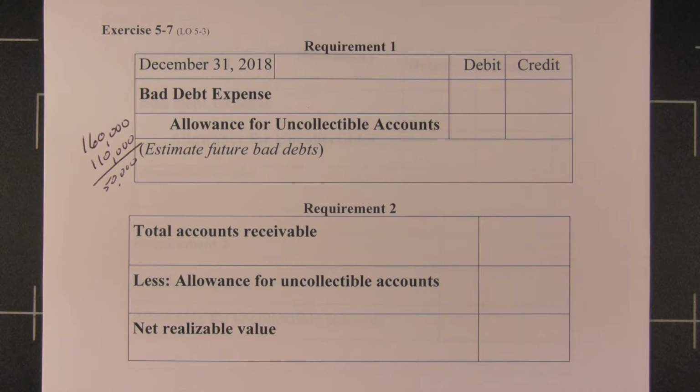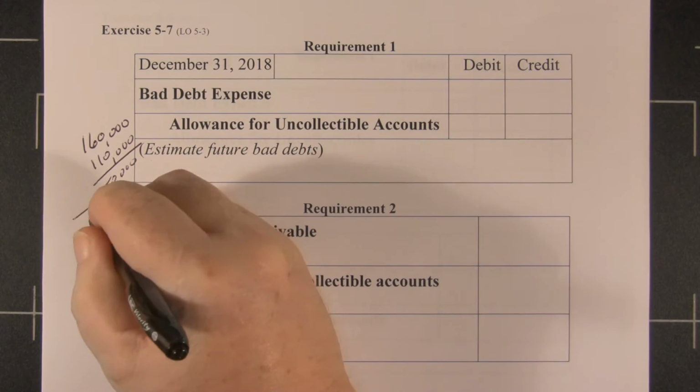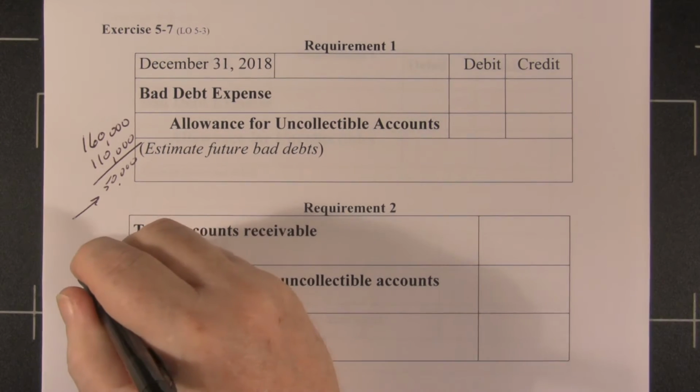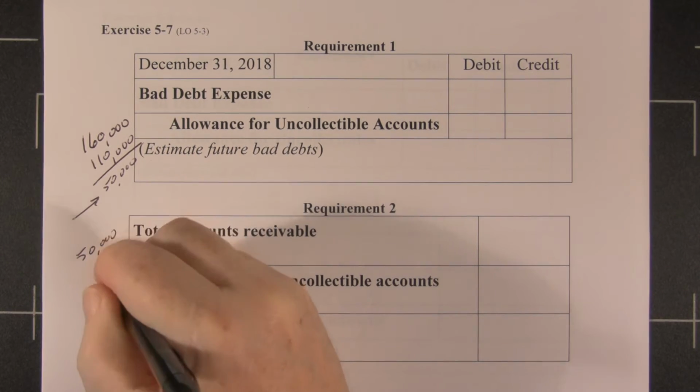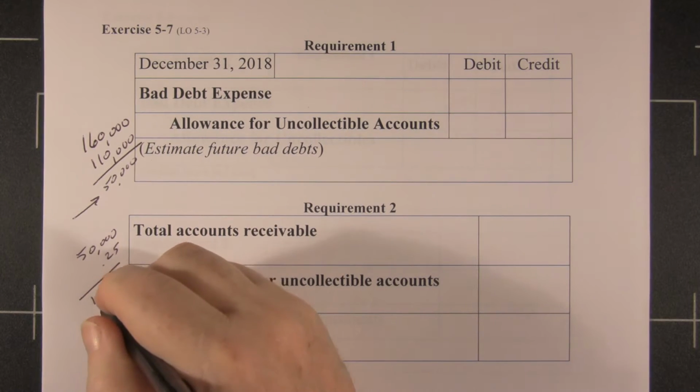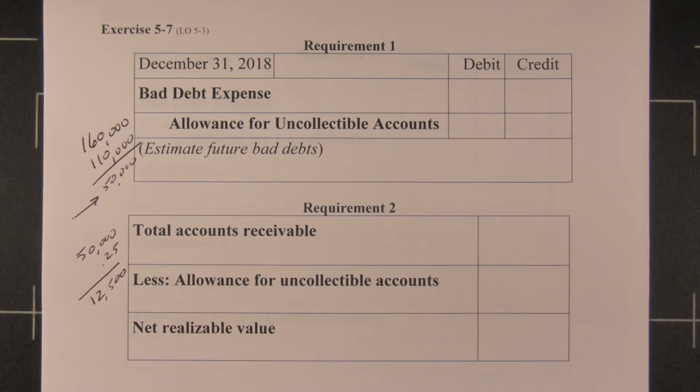And then they say that we estimate that 25% of the uncollected, we did need that after all. We need that $50,000 balance in uncollectibles. Will not be collected. So we need to take $50,000 multiply by 25%, come up with $12,500. That's 25%. I think now we've done all the figuring, now we can do the accounting.